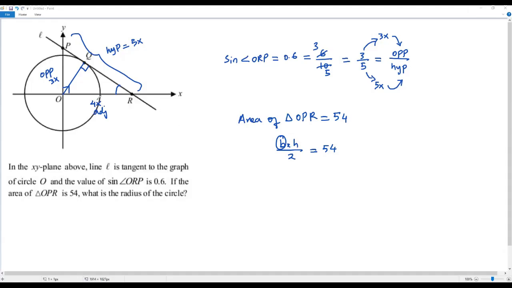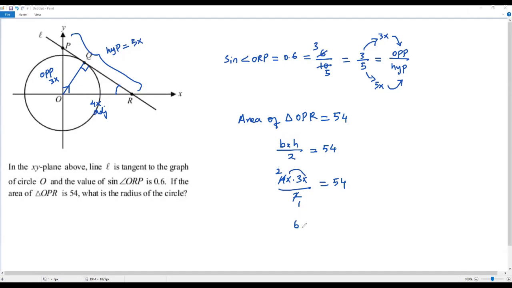So we know that this 4x represents the base of the triangle and this 3x represents the height of the triangle. So we can plug in this 4x for base and 3x for height over here. Let me plug in, then we get 1/2 times 4x times 3x equals 54. Here 2 goes into 2 one time and 2 goes into 4 two times. So when I multiply this 2 and 3, I am getting 6.